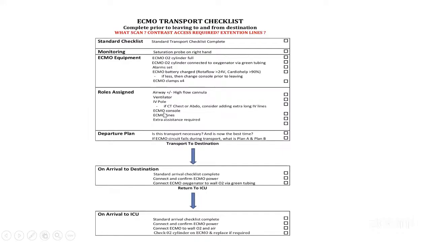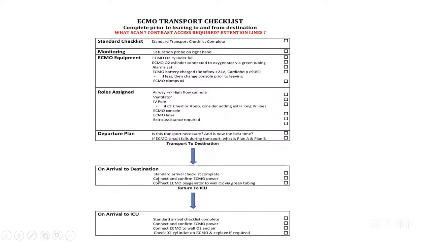Then somebody has to take care of the ECMO lines and the ECMO console, and if any extra assistant is required for the infusion pumps and all, that needs to be done. So proper distribution of the roles has to be done, and a departure plan has to be made. For example, if it is an in-hospital plan, where are you shifting, for a CT scan or something like that? Or if you're shifting him out, what is the best time? If the ECMO circuit fails, what will you do, what is plan A, plan B? All those things need to be done.